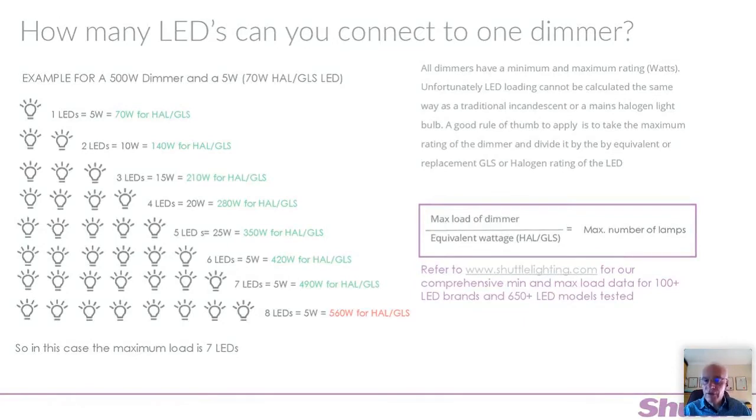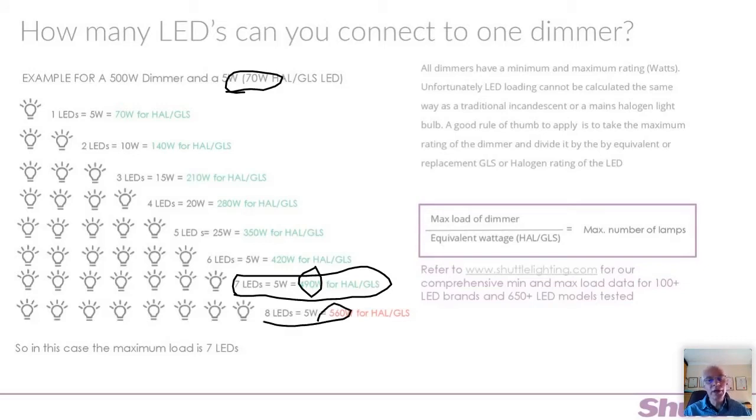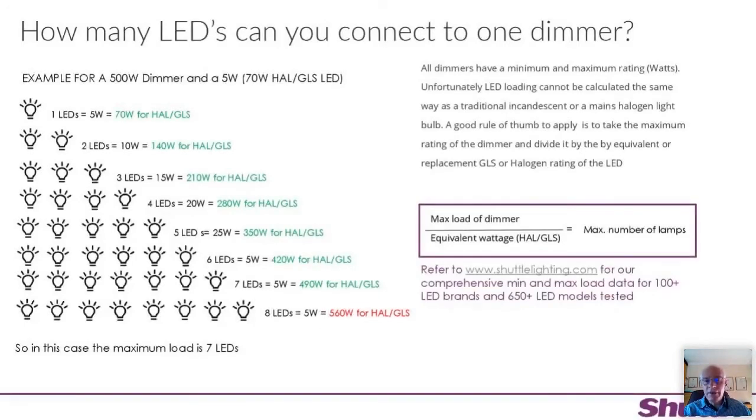So let's say we have a 500 watt dimmer, and we have this LED whose replacement wattage is 70 watt. Then you can place only 7 of those 5 watt LEDs on a 500 watt dimmer, because the equivalent is then 490 watt. If you place 8 of them on that dimmer, you're sitting with 560 watt, which overloads your dimmer in theory. So this is a very limiting method, but it is the method that you must use if you have no other information.